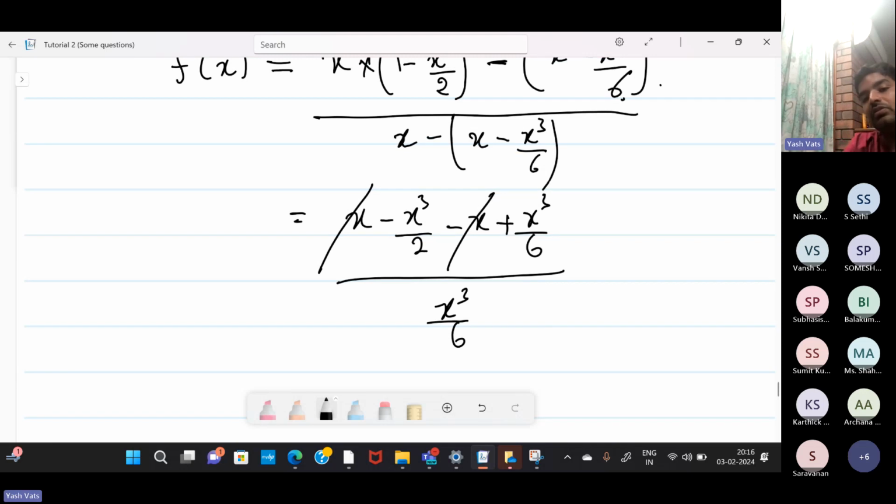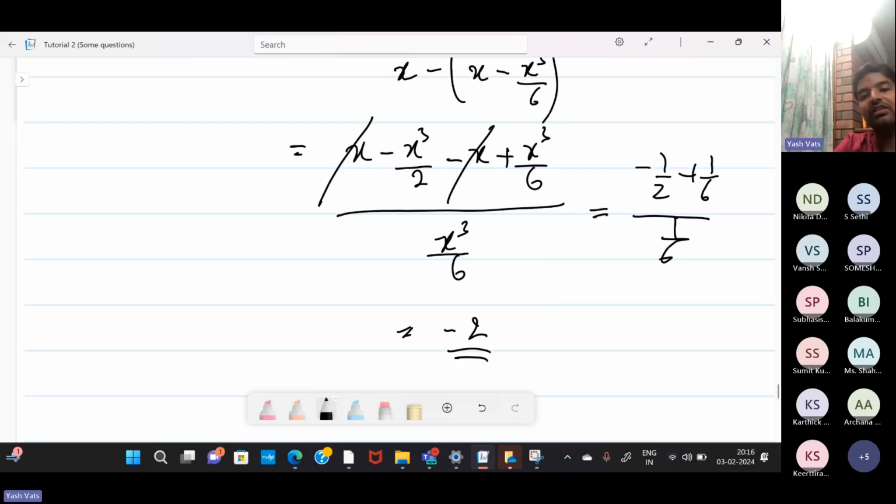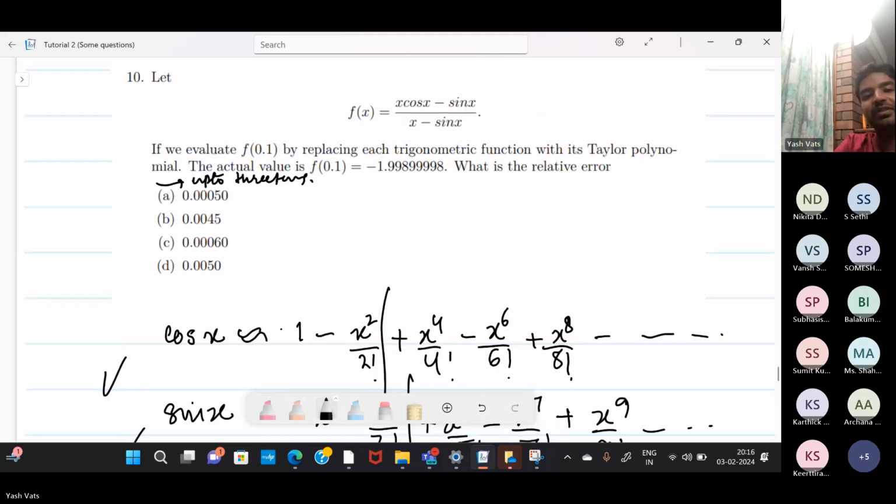Okay, so what should be the value now? Because x is 0.1, we just cancel out x cube from both. So if x is positive, just minus 1 by 2 plus 1 by 6. What should be the value of this one? Just calculate. Minus 2? Are you sure? Yes, sir. Okay, I believe you.